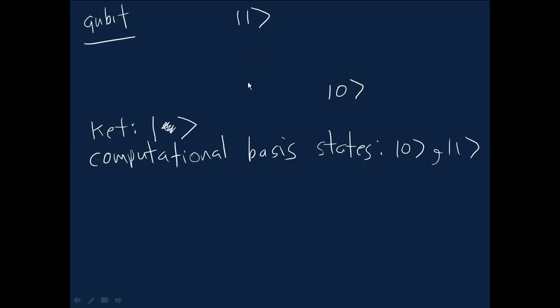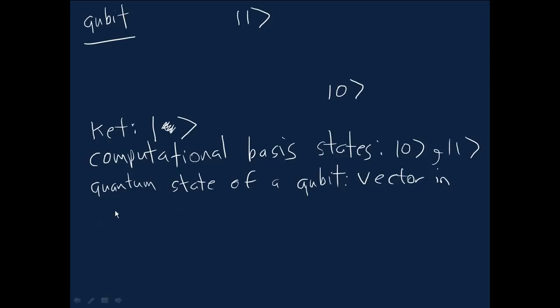So what actually is a quantum state? Well, I'm going to give you a definition. The quantum state of a qubit is in fact a vector in a two-dimensional complex vector space. Alright, that sounds very abstract and hard to understand, and I'm going to unpack it.